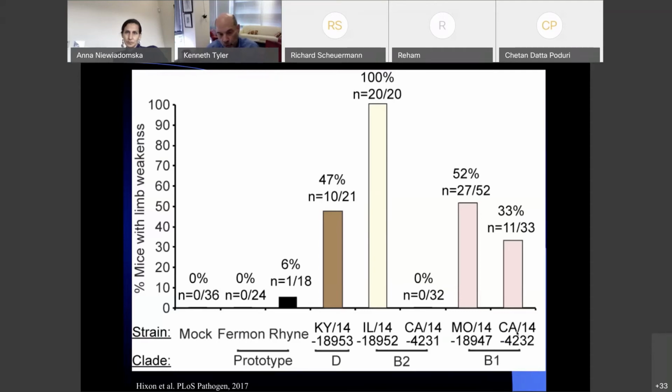But there are 2 things I also want you to notice. One is that there was something different, because when we looked back at the original prototype strains isolated in the 1960s, Fermon and Rinn, we got almost no paralysis when injecting those into mice. So there did seem to be something different about the modern versus the so-called ancestral strains. And you'll notice there's almost like a little hole in the bar graph where California 144231 is.